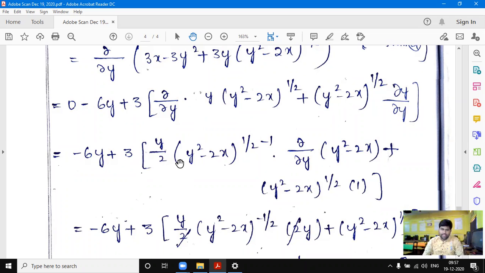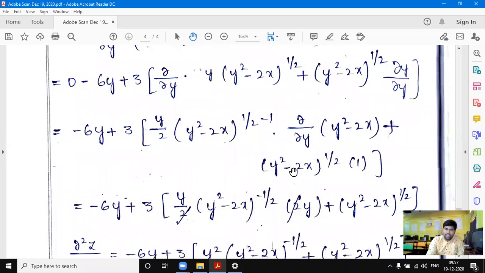Okay. So that is (y² − 2x) whole to the power of n − 1. So n means 1/2, 1/2 − 1, into, again differentiate this one, that is ∂/∂y of (y² − 2x), plus this one. So we are treating (y² − 2x) to the power of 1/2 as constant. The derivative ∂y/∂y is 1.